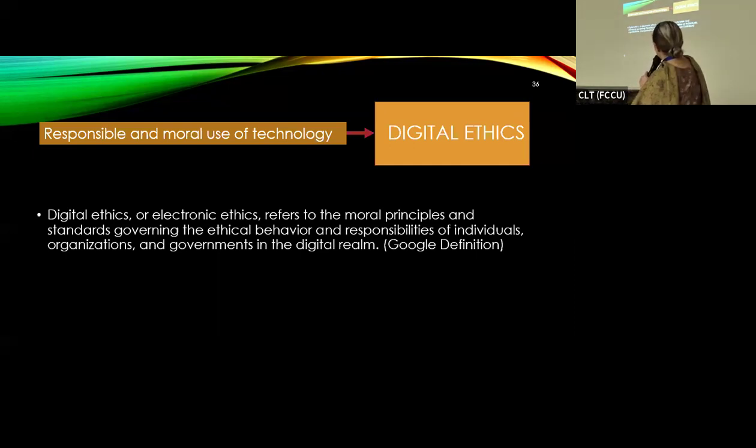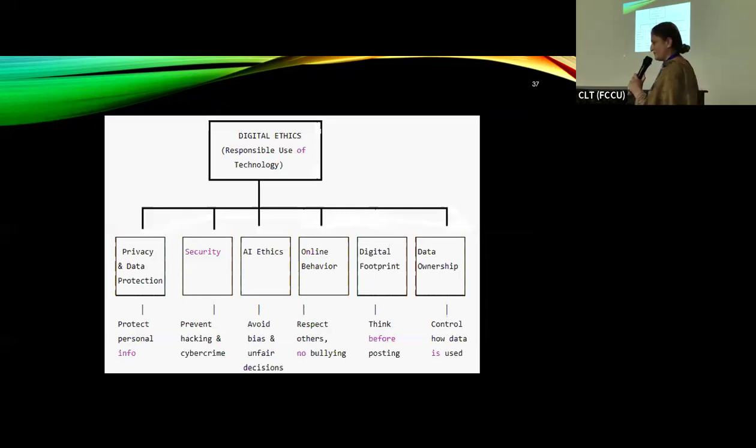It could be divided further into various disciplines, and there are many definitions for it. I just want to give the definition taken from Google. It says that digital ethics, or electronic ethics, refers to the moral principles and standards governing the ethical behavior and responsibilities of individuals, organizations, and governments in the digital realm. Now, what are the various parts of digital ethics?